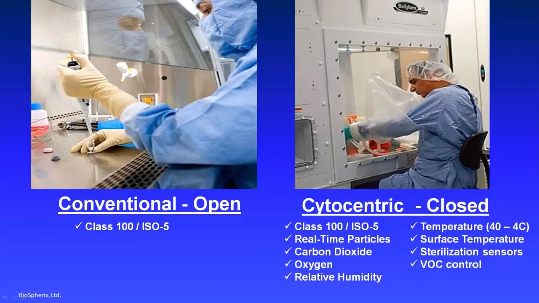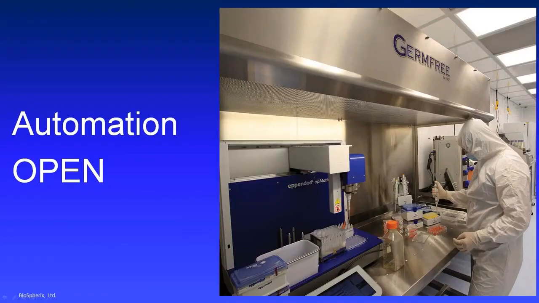So in a conventional BSC, you have control of particles. In a cytocentric cell handling space, you have control of all these different parameters for a much better controlled environment for your cells. Now, if you have to take your cells to any equipment that's located in room air, you're subjecting them to all the variability that they get in room air conditions. This is a hostile environment for cells.